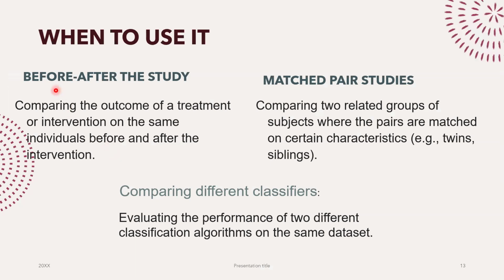When to use it: before and after studies comparing the outcome of a treatment or intervention on the same individuals before and after the intervention. Matched pair studies comparing two related groups of subjects where the pairs are matched on certain characteristics, for example, twins or siblings. Comparing different classifiers, evaluating the performance of two different classification algorithms on the same data set.